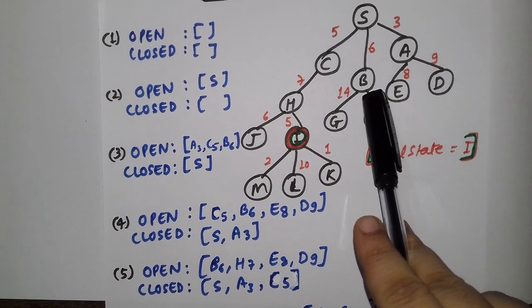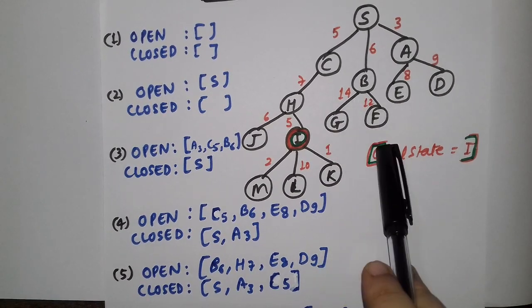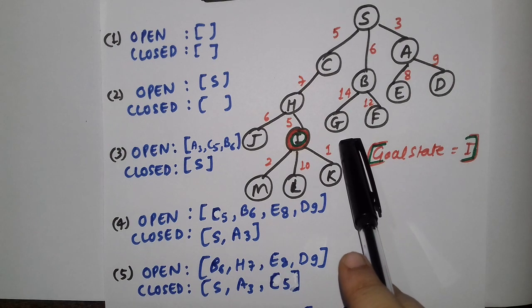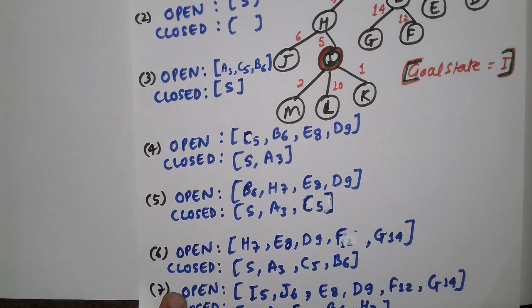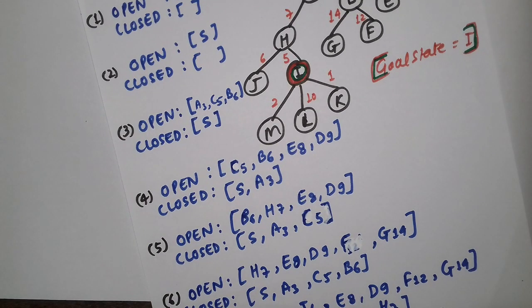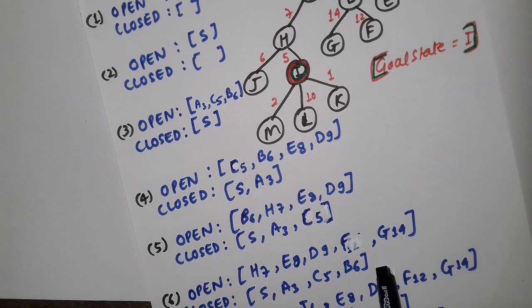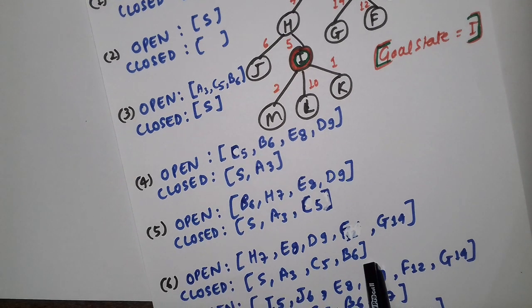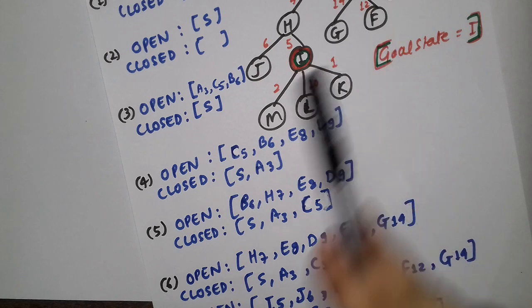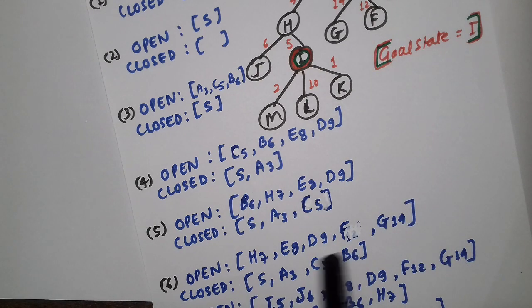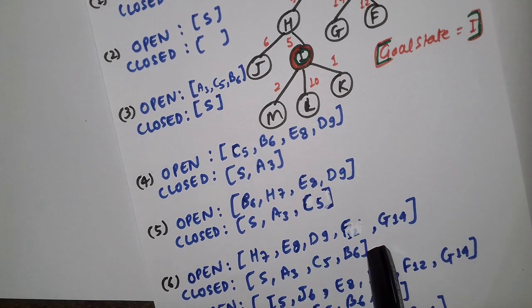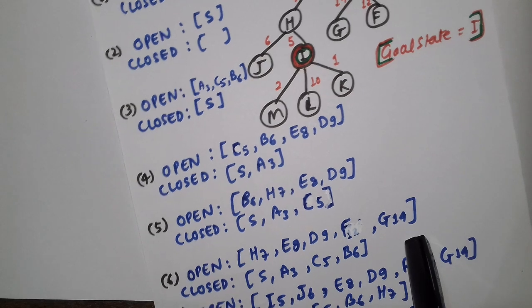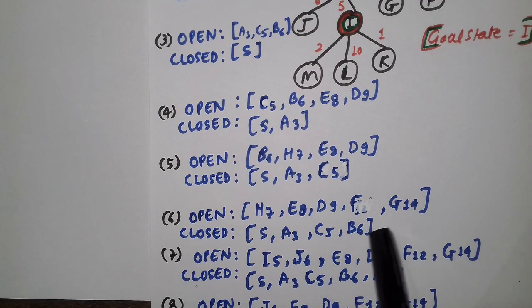We can see that the children of B are G and F, and the heuristic value of G is 14 and 12 of F. So here, as we have transferred B6 to the closed list, and the children have 12 and 14 value, we will write H7, E8, D9, and after that 12 and 14 will come. I hope it is clear to you. I hope you are getting the points described here.